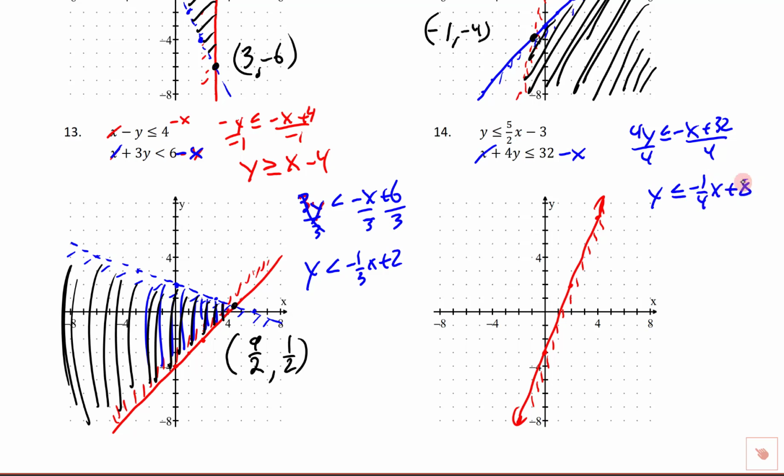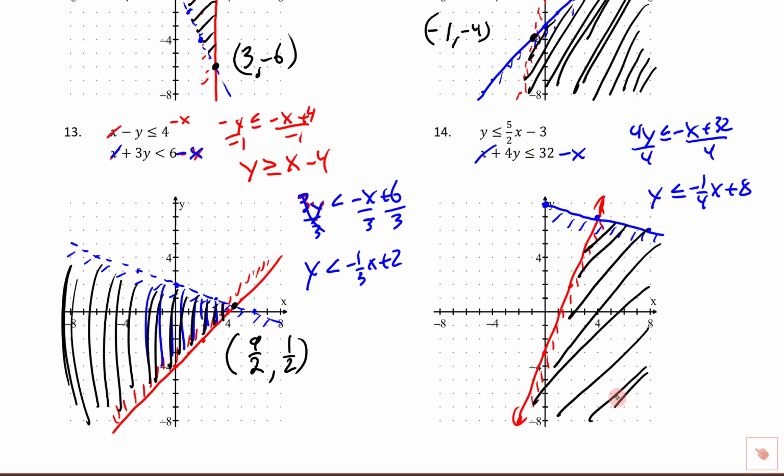Okay, so let's take a look here. This would cross at 8, so that would be right there. And then we would go down 1 and right 4, down 1 and right 4. And this is a solid line. Okay, so the solid line looks like this. And then y is less than, so we would be below on this one also. So the area that would be below both of them is this area right here. Okay, so that part is the answer.